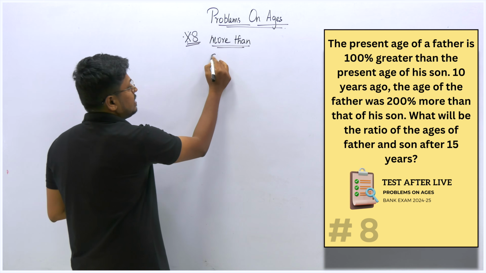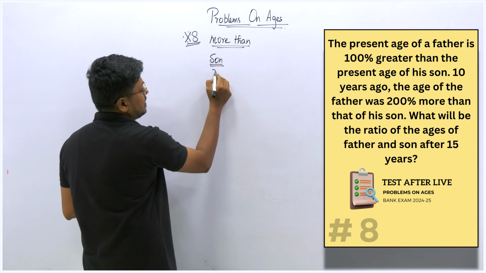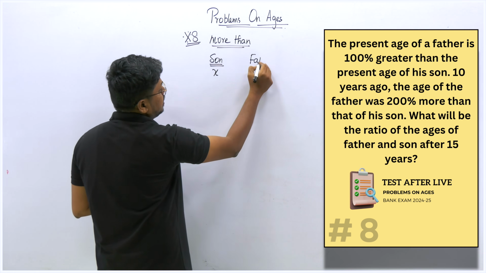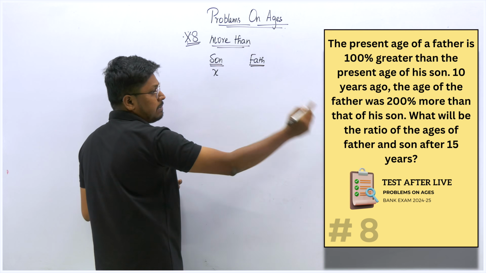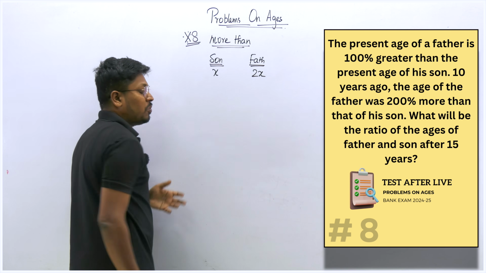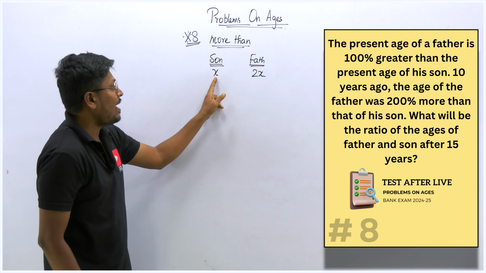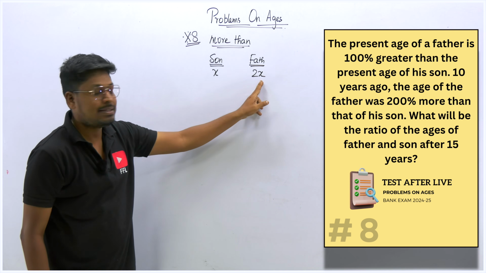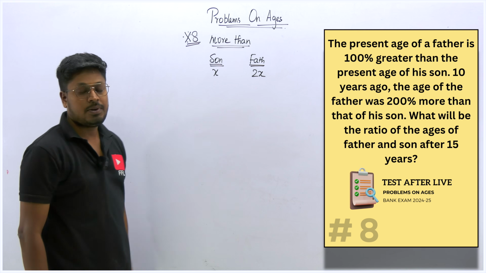So let me consider the son's age as x. If son's age is x, what about the father? So father's age will be 100% greater. So 100% greater will be 2x. More than and greater than are different, right? So x and 2x. So 2x is the father's age, son's age will be x.